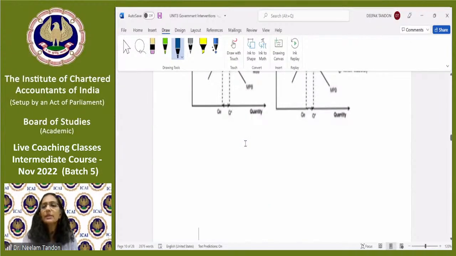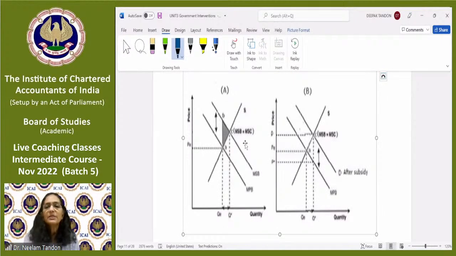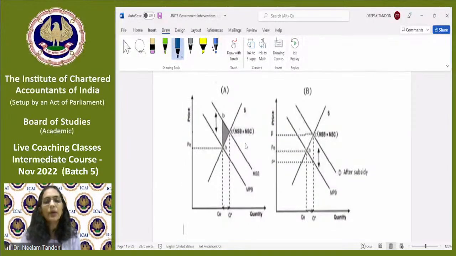Okay, so if you look at this graph here, what is this graph depicting? Can you see this graph? Am I audible? Yes. Okay, so you can see this graph. What do you see in this graph? There are two sides of the graph. If you see the left panel, you see marginal private benefit, marginal social benefit, and this is the price of education, and this is the quantity of education. QE is the quantity of education.